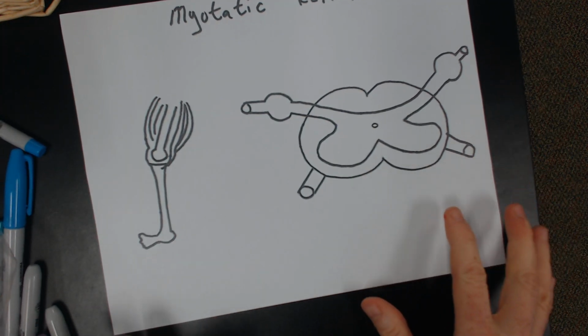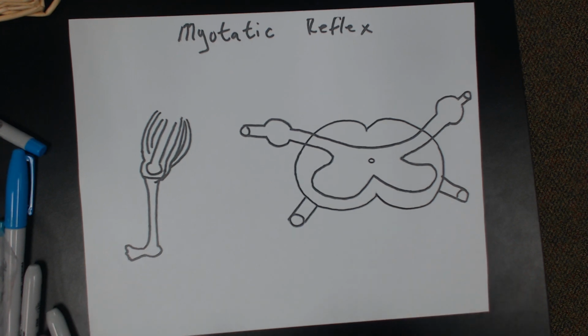Another thing you're going to learn how to do in CP3 is a reflex, just the basic reflex. That's in this picture. This is called a myotatic reflex. Does anybody know another name for the myotatic reflex? Your basic?